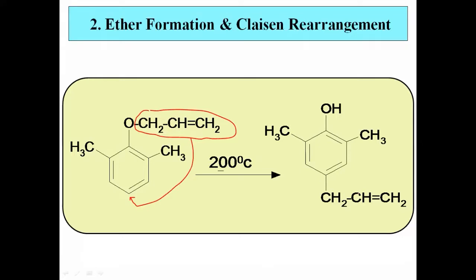Now, it occurs only if two ortho positions are blocked. In the case of Claisen rearrangement, if two ortho positions are blocked, then migration of allyl group takes place at the para position. Okay, this is just about the formation of ether as well as Claisen rearrangement.